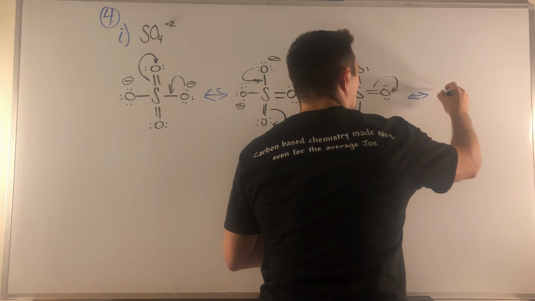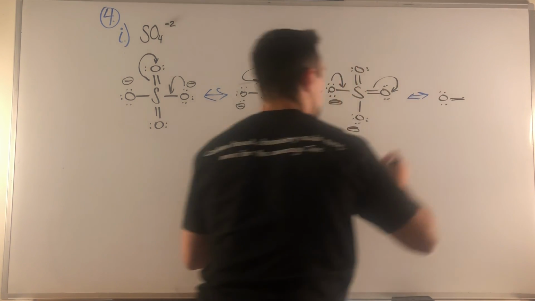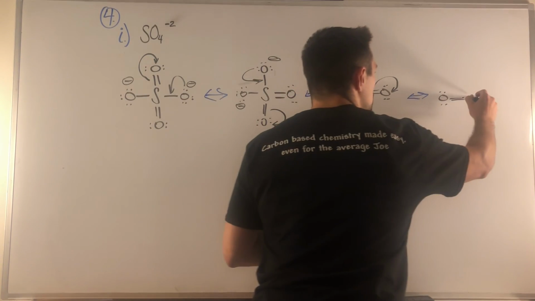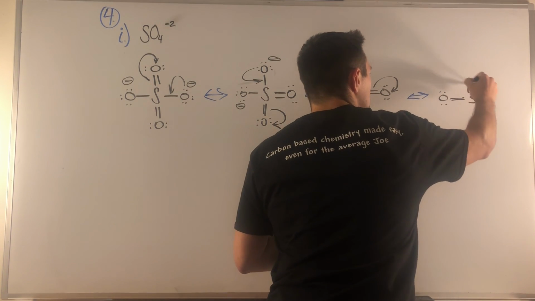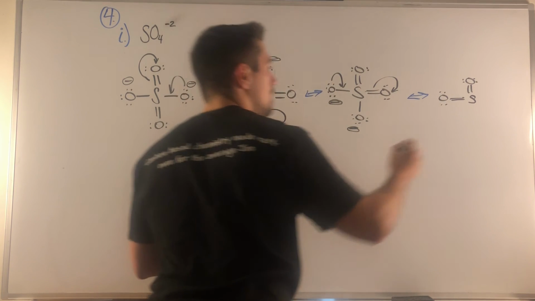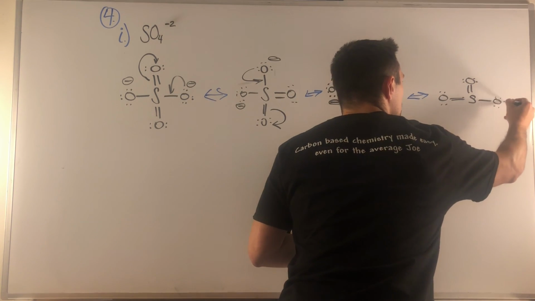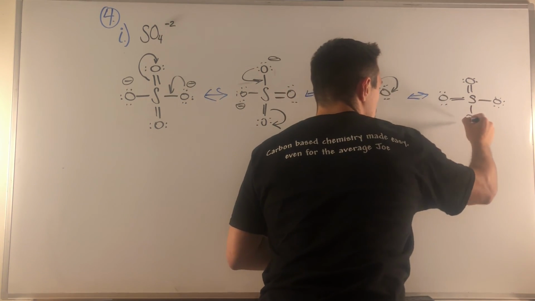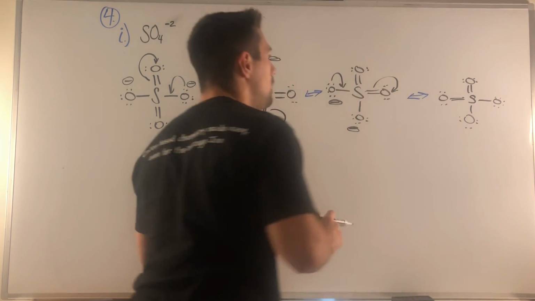I'm going to draw this oxygen like this just so I can go left to right. So I have a double bond right there. Sulfur is the central atom. Didn't touch this oxygen up top. I have an oxygen over here. And I still have that oxygen at the bottom with the 3 lone pairs.